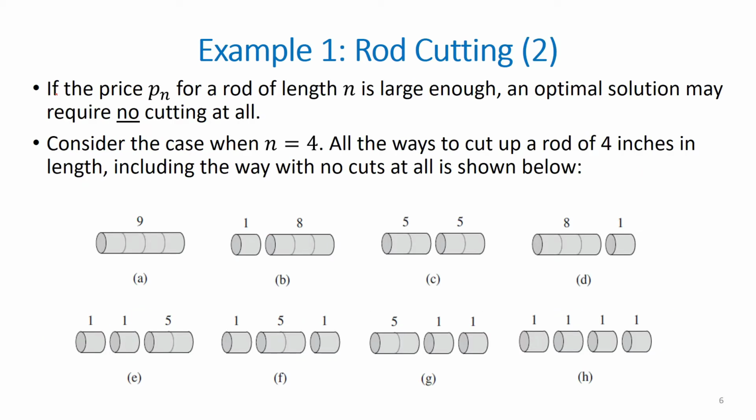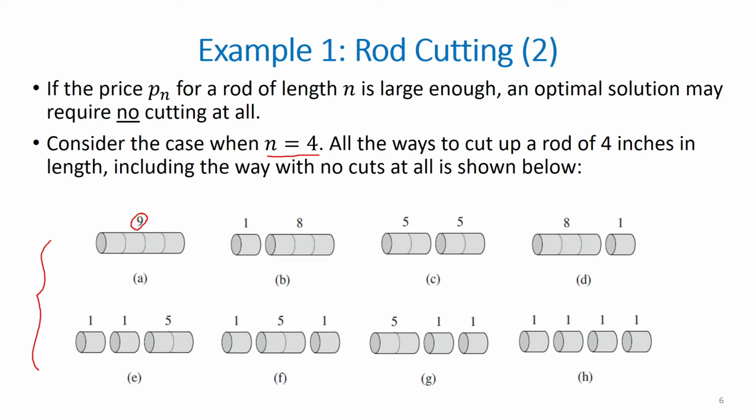Now, if the price Pn for a rod of length n inches is large enough, then you would not bother to cut it into smaller lengths, as Pn would be the optimal solution. If we look at the price list on the previous slide and consider n equal to 4, we see here that there are 8 ways to cut up a rod of length 4 inches. The numbers written above each cut of the rod refer to its price in dollars.